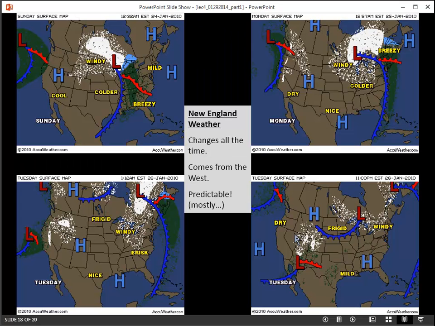Here's a few weather maps to illustrate that. Here happens to be the 24th of January 2010. Here's the 25th, the 26th, and the 27th. And you can see the storm system here, which is this big red L. It's traveling across the country. And as it travels across the country, the weather here in western Massachusetts changes. And we'll talk a lot about these things. These are called storm systems or mid-latitude cyclones. And we're going to talk a lot in the next few weeks about why the weather comes from west to east and why weather is actually predictable.